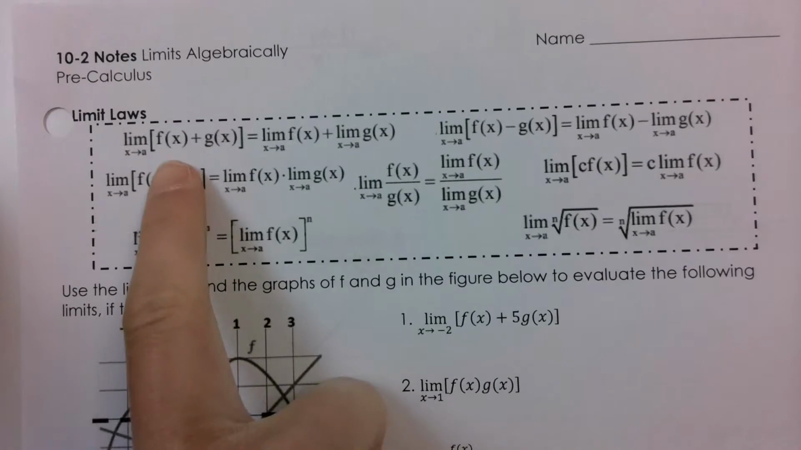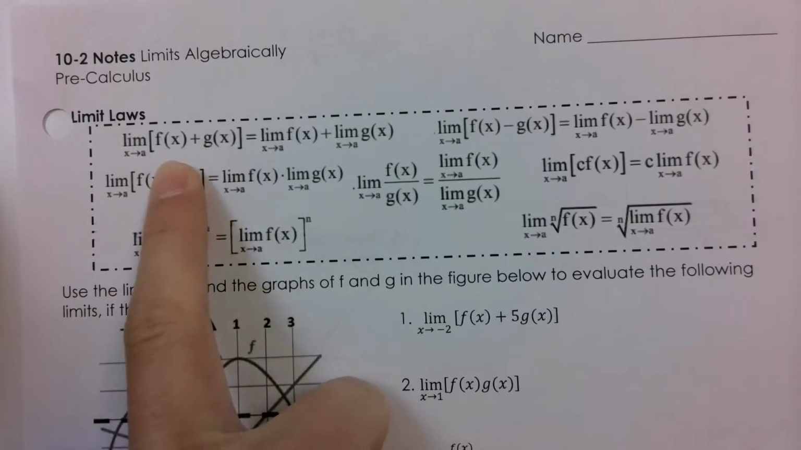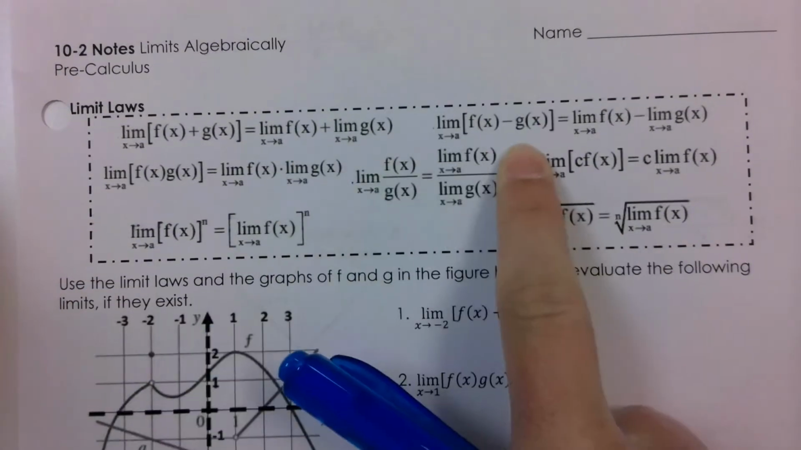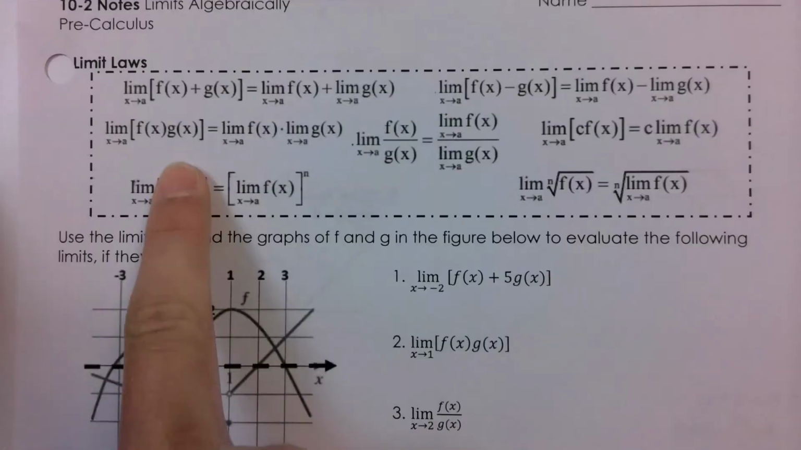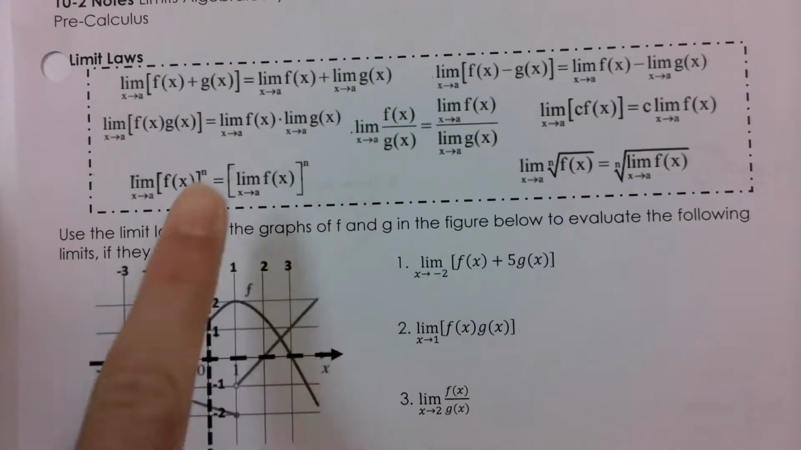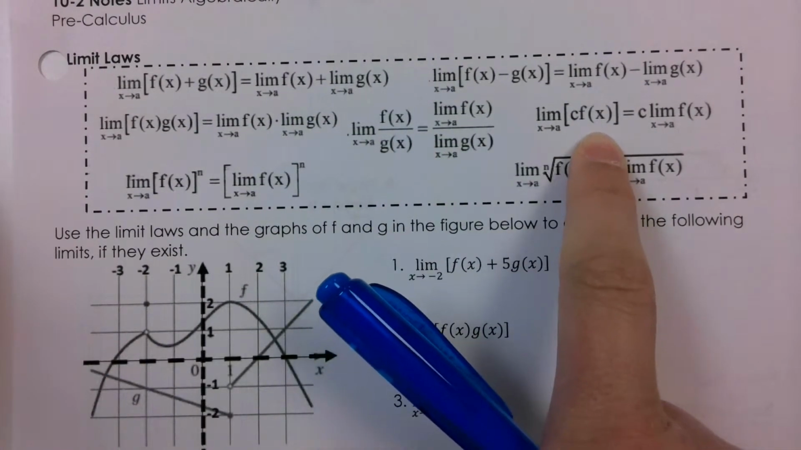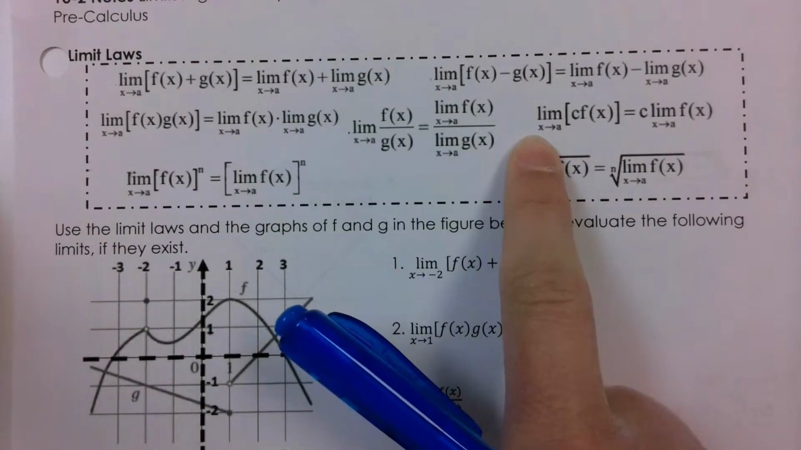So this is just saying if you've got two functions inside, so the limit of two functions added together, split it up. Take two limits. That's all that is. Same thing with subtraction. That's what this is saying. If you're multiplying, split it up again. If you're dividing, split it up. If you've got a constant times your function inside your limit, you can pull that constant out.